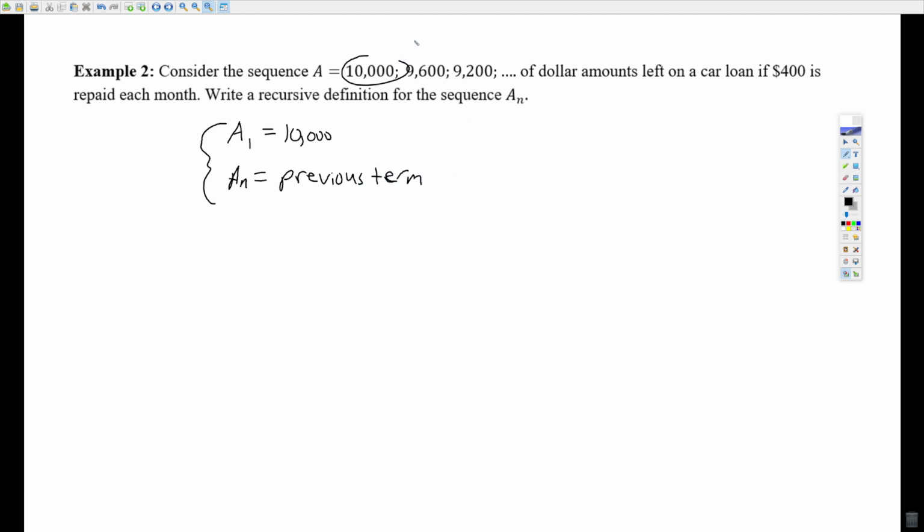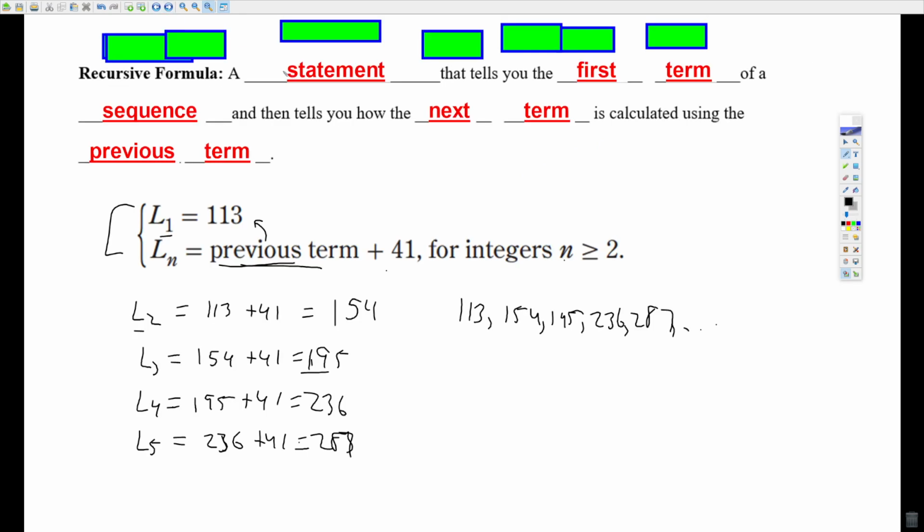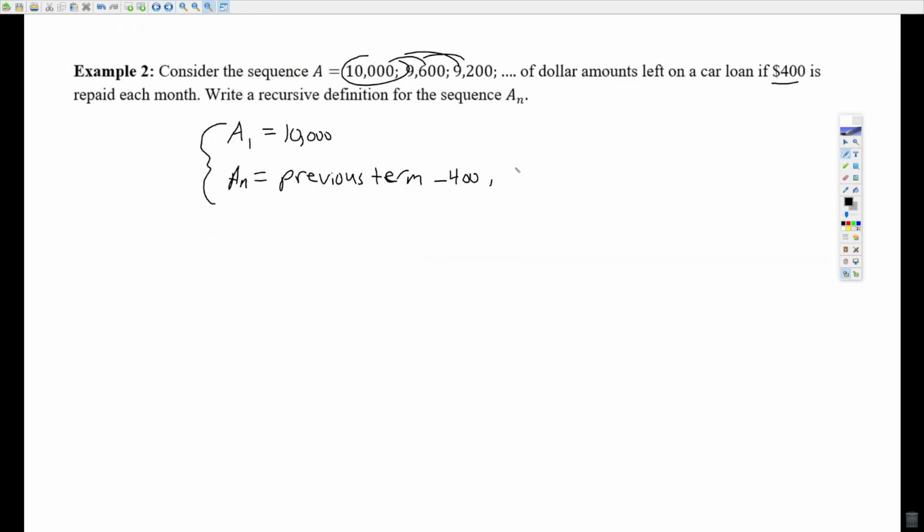And what are we going to do with it? Well, how do we go from one term to the next? We are just going to be paying off $400, so we're going to subtract 400. And then usually after this, they always have the same kind of words, unless it changes based on a word problem or something. We're going to add this for integers. N is greater than or equal to 2. And so that would be the definition.